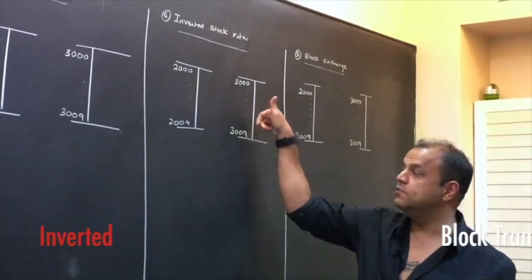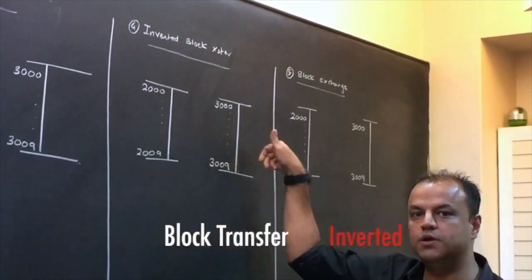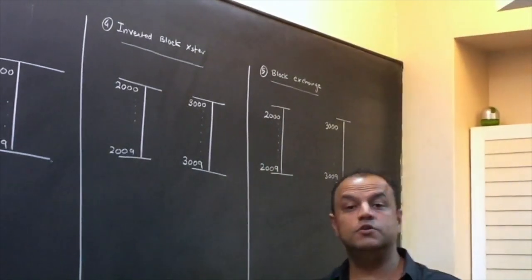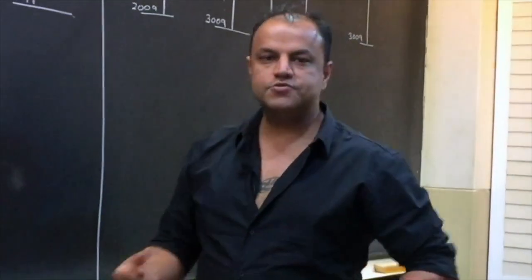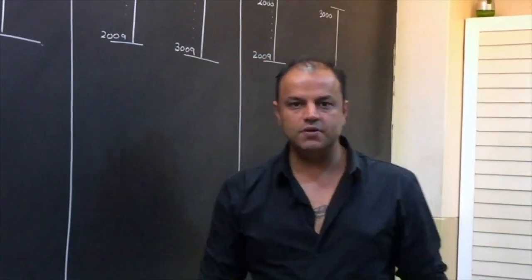Then I'm going to teach you inverted block transfer. The block of data containing 1, 2, 3, 4, 5, when it's inverted, it should be 5, 4, 3, 2, 1. So it's also called infix, postfix or string reversal, whichever way. Different universities call it a different way, but basically it's an inverted block transfer.